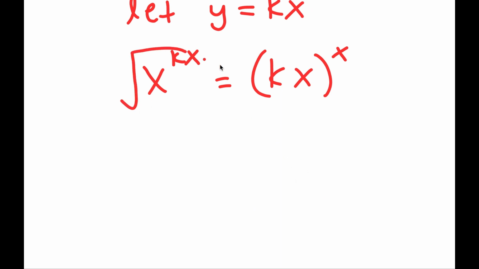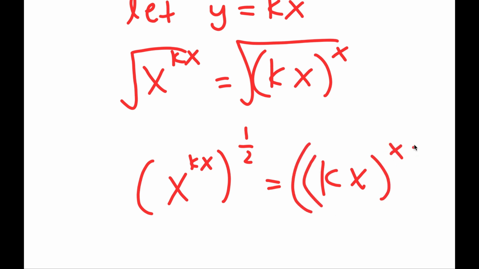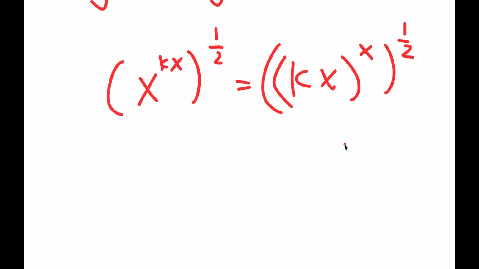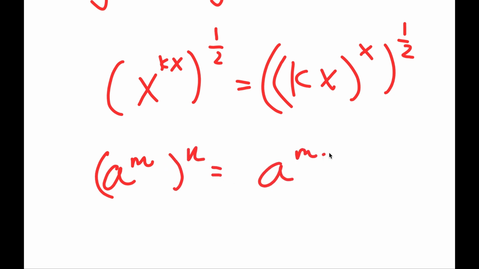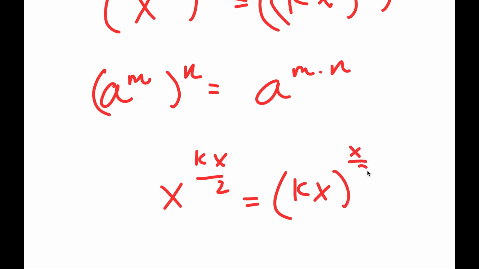Now I'm going to take the square root on both sides, so I get x to the power of kx to the power of 1/2 is equal to kx to the power of x to the power of 1/2. And if I have something in the form a to the power of m to the power of n, this is equal to a to the power of m times n. So now I get x to the power of kx over 2 is equal to kx to the power of x over 2.